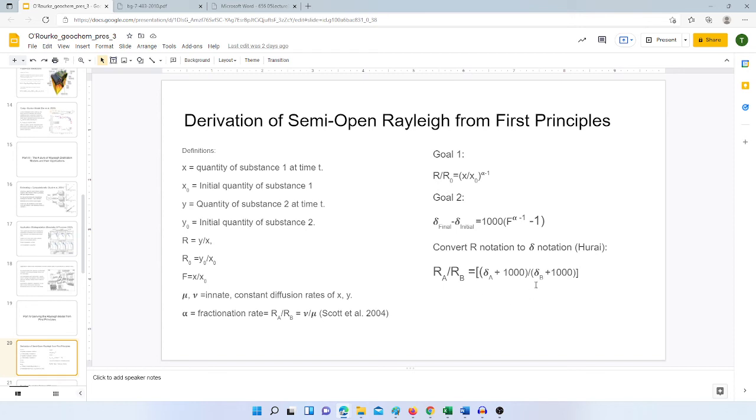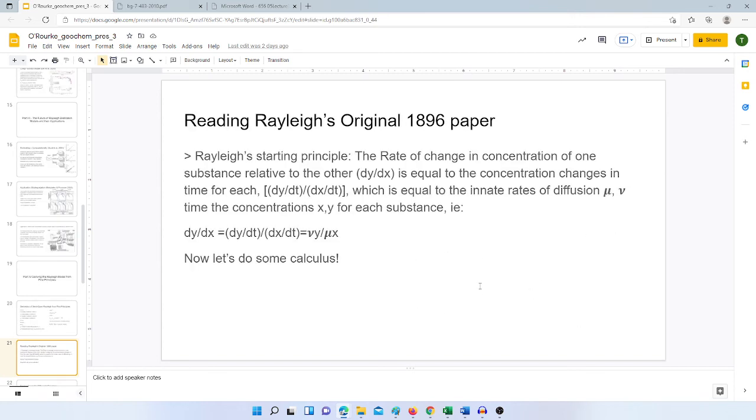And we can use this conversion factor to go from one to the other. So here is Rayleigh's insight. He says, assume that the rate of the change in concentration of one component relative to the other is equal to the ratios of the time change for each, which is related to the innate rates of diffusion times the concentration. So dy/dx is equal to dy/dt divided by dx/dt, which is equal to mu y over mu x. So now let's do some calculus.